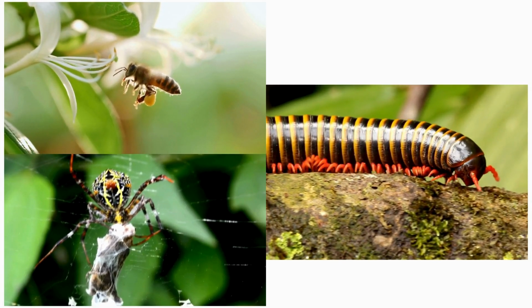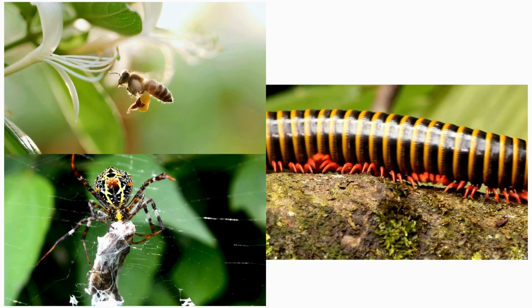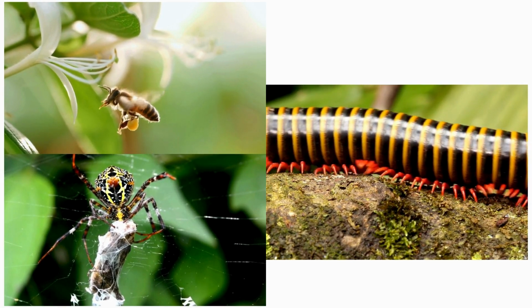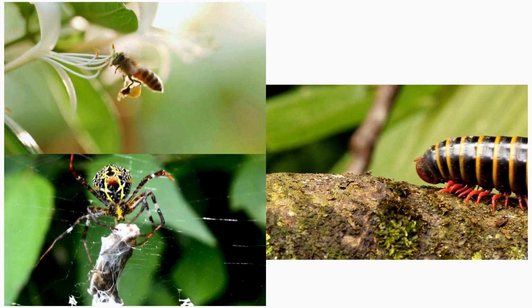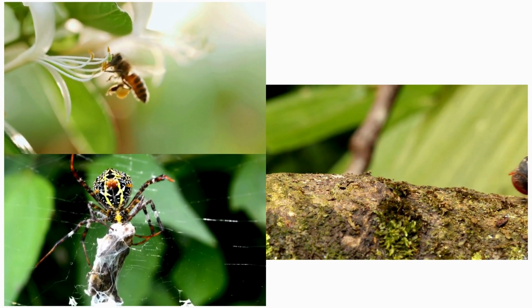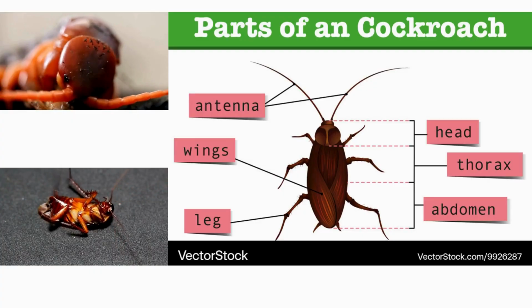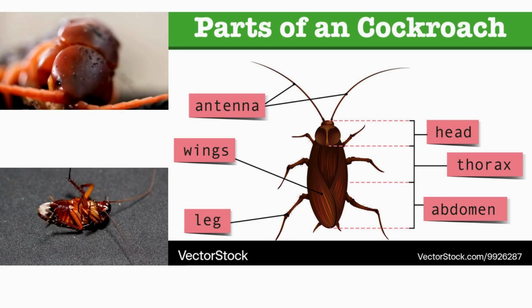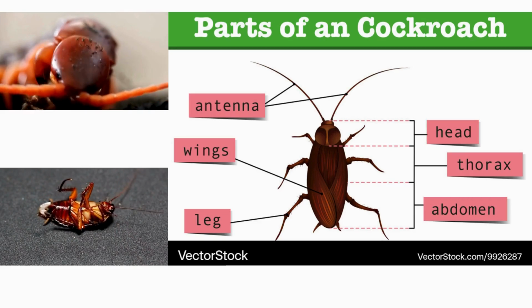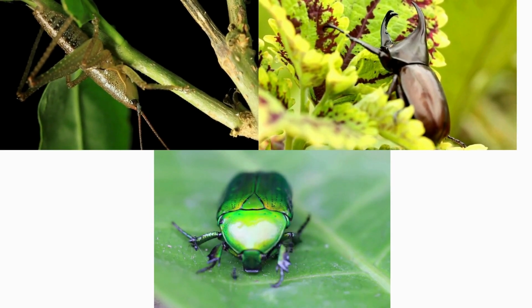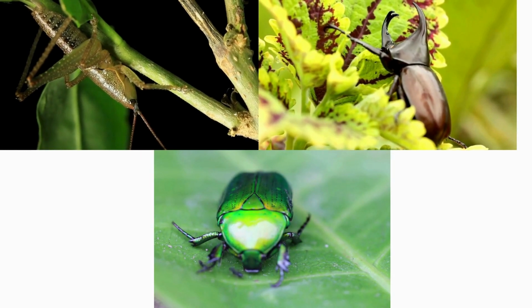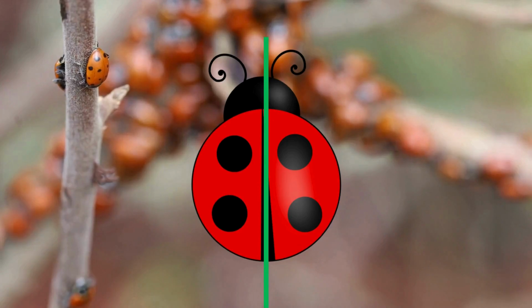Phylum Arthropoda is the largest and most diverse group in the animal kingdom. Arthropods are found in almost every habitat, including marine, freshwater, terrestrial, and even aerial environments. The body is segmented and divided into distinct regions, such as head, thorax, and abdomen. They possess a hard exoskeleton made of chitin, which provides protection and support.